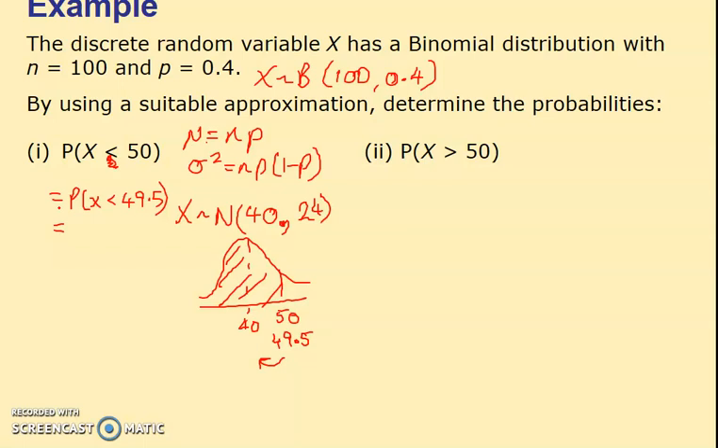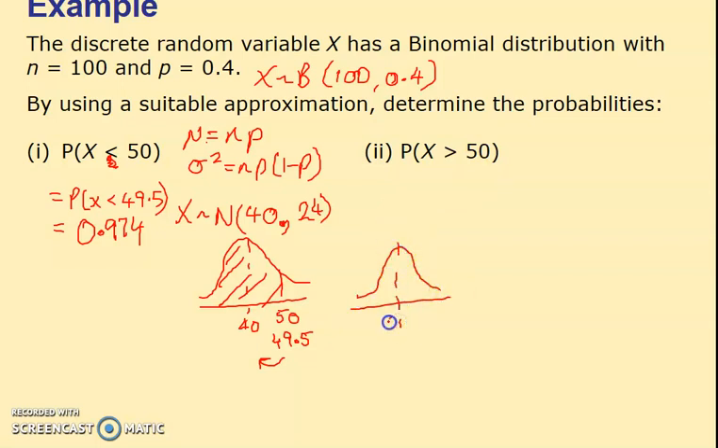And the mean is 40. So if I just type that in, I get 0.974. Hopefully that's what I've got on the other one. And over here it's exactly the same thing, greater than 50. Well, this is interesting in itself. You'd think almost it would be 1 minus it, but greater than 50.